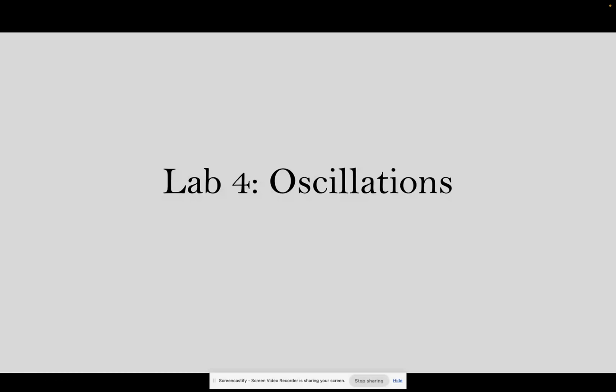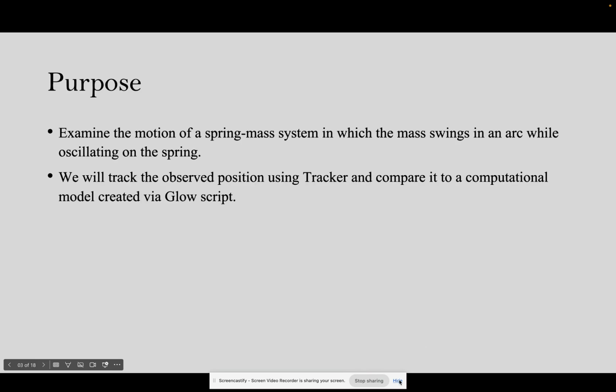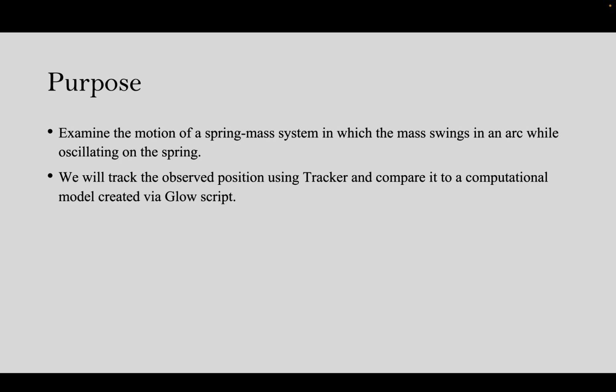This is Lab 4 Oscillations. We'll begin with a brief introduction. The purpose of this lab is to examine the motion of a spring mass system in which the mass swings in an arc while oscillating on the spring. We will track the observed position using Tracker and compare it to a computational model created via GlowScript.